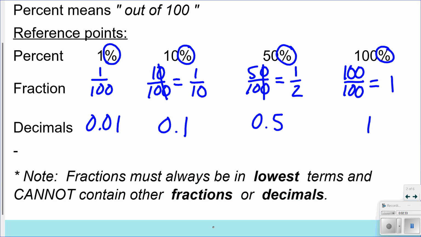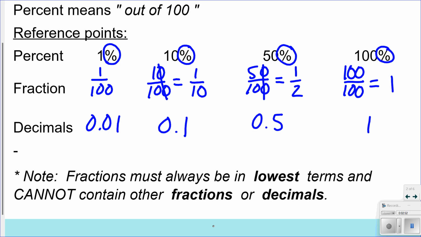One more thing to keep in mind when you're dealing with decimals and fractions. You want to always have your fraction in its lowest terms, in its most simple form. And it cannot ever have fractions or decimals in it.